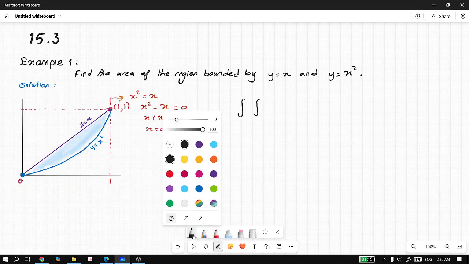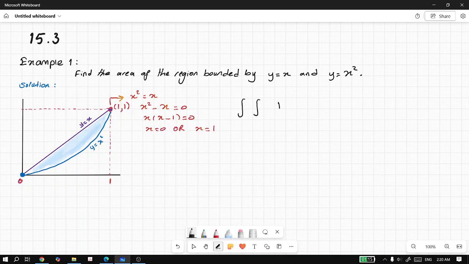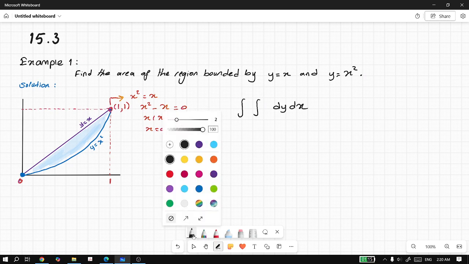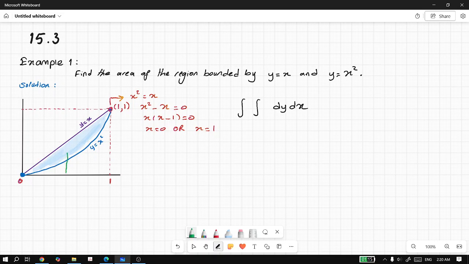So here we have this one. Let's first do dy dx. When we are doing dy dx, what do we have to do? We have to draw a vertical line from here to there. It is entering the region through x squared, so the lower bound is y equal to x squared, and it is leaving the region through the function y equal to x.